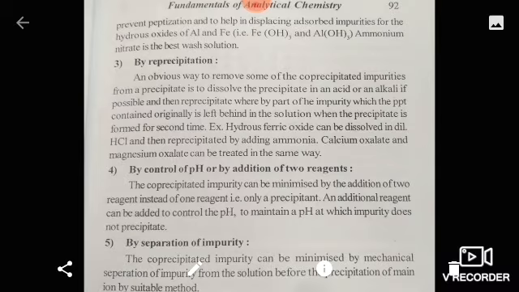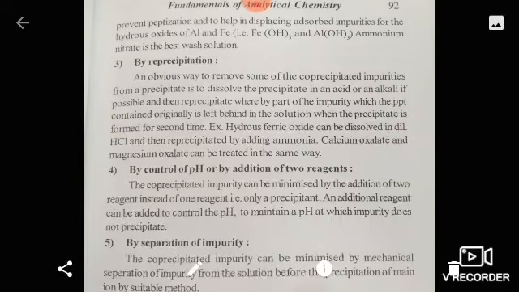For example, the hydrous ferric oxide can be dissolved in dilute HCl and then precipitated by adding ammonia. So calcium oxalate and magnesium oxalate can be treated in the same way for removing the co-precipitate.